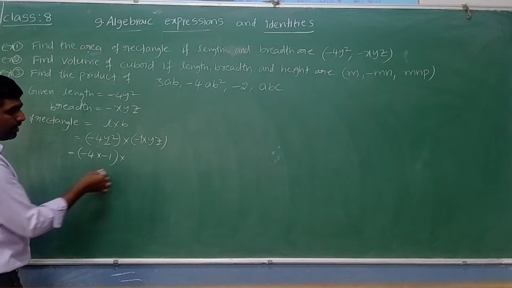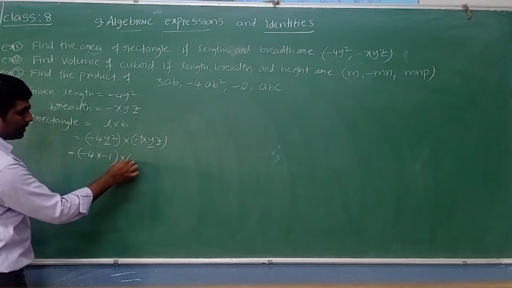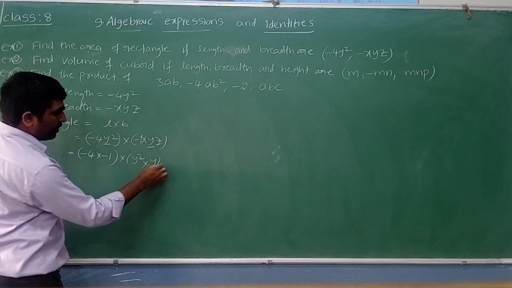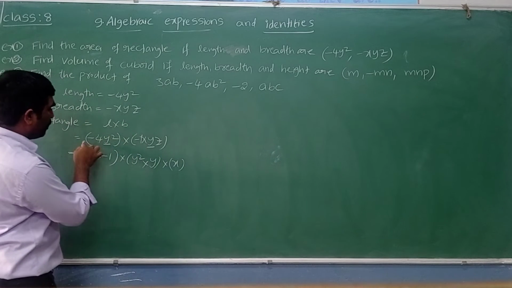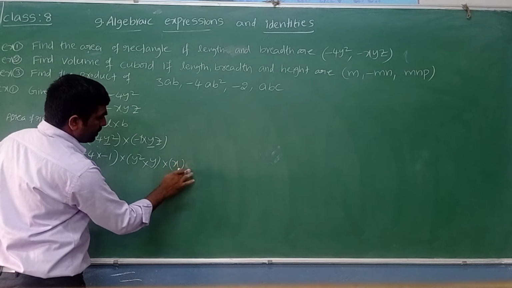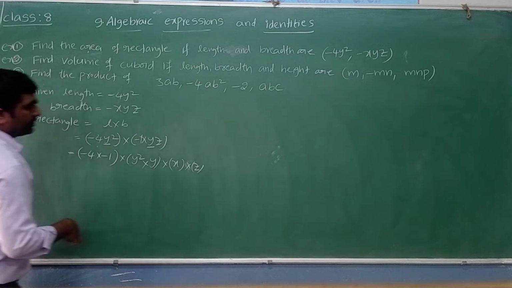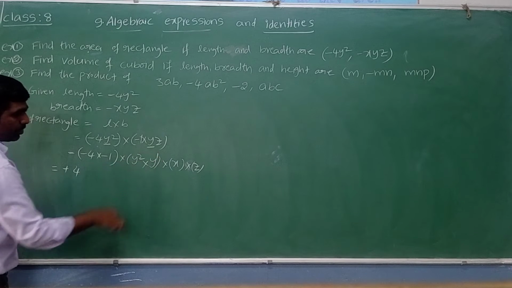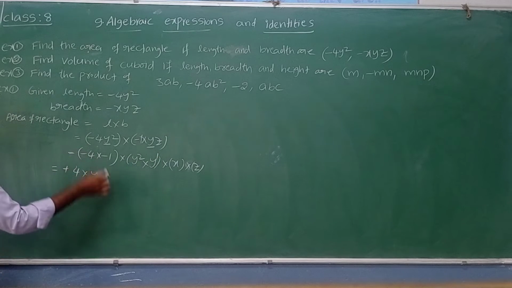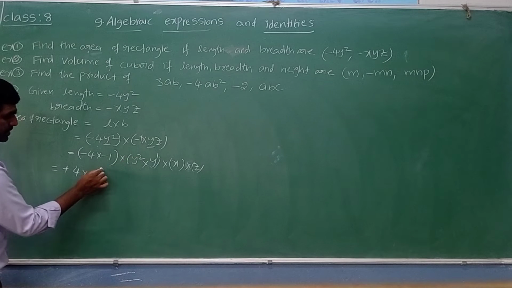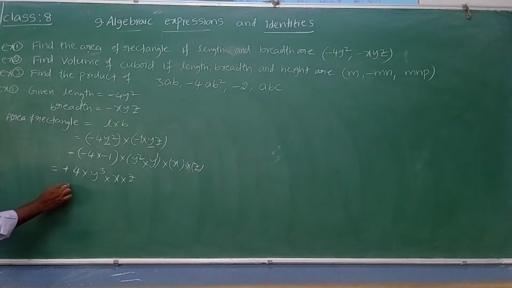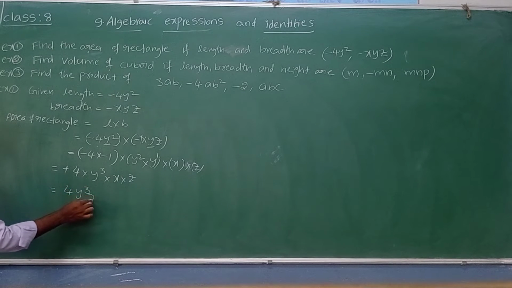Y variable, here also you can see the y variable. So multiply y square into y. For x, there is only 1, so x. For z, there is only 1, so we can write it as z. Now minus into minus is plus, 4 ones are 4. Y power 2 into y, which is power 1: the resulting power is the sum of the powers, 2 plus 1 is 3. x is only 1, z. So the final answer is 4 y cube x z.